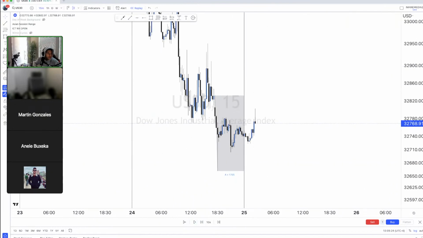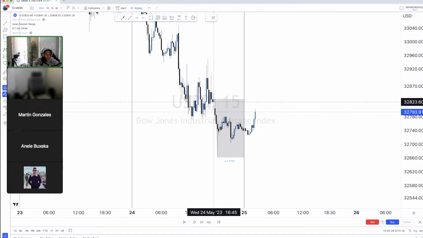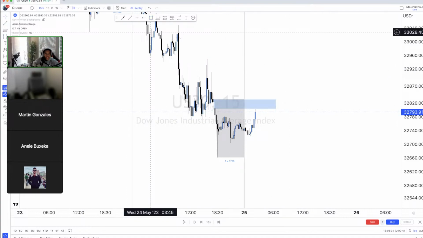All right, mark the same thing up. First thing I notice is we got this pretty clean new day open gap right up where this Asian range high is.